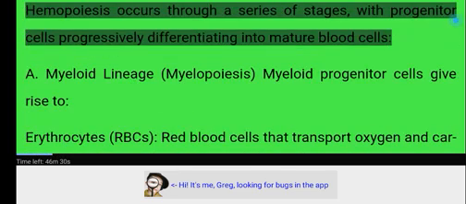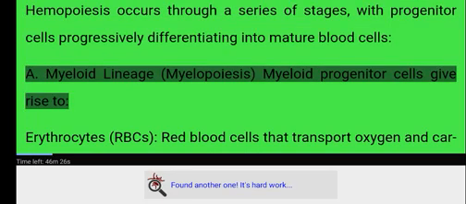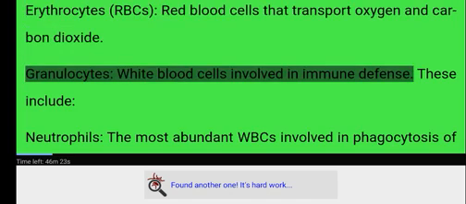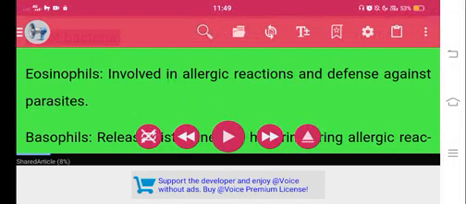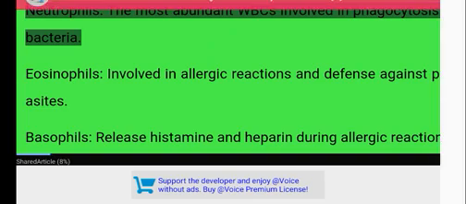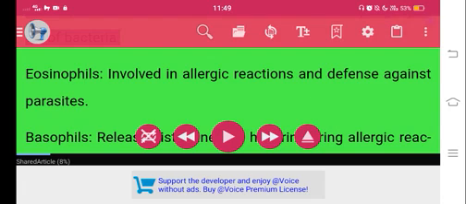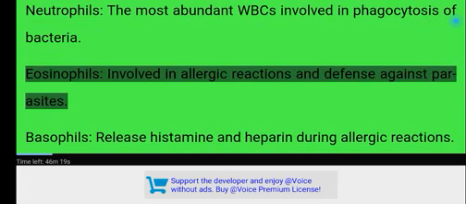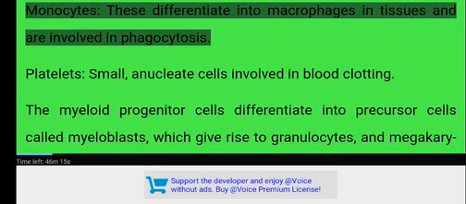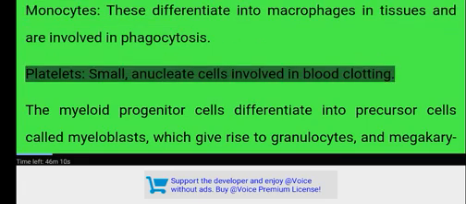3. Stages of hematopoiesis. Hematopoiesis occurs through a series of stages, with progenitor cells progressively differentiating into mature blood cells. A. Myeloid lineage, myelopoiesis. Myeloid progenitor cells give rise to erythrocytes, RBCs, red blood cells that transport oxygen and carbon dioxide. Granulocytes, white blood cells involved in immune defense. These include neutrophils, the most abundant WBCs involved in phagocytosis of bacteria. Eosinophils, involved in allergic reactions and defense against parasites. Basophils, release histamine and heparin during allergic reactions. Monocytes, these differentiate into macrophages in tissues and are involved in phagocytosis. Platelets, small anucleate cells involved in blood clotting.